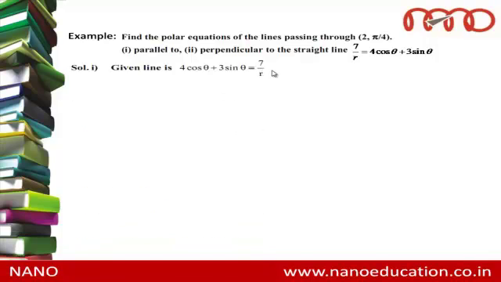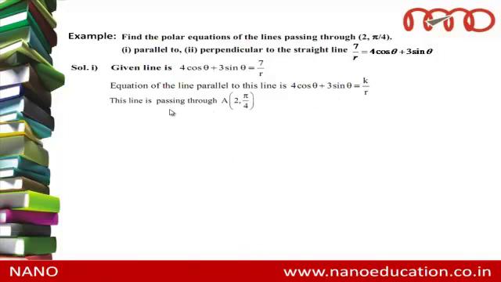This is the given line, 4 cos theta plus 3 sin theta equal to 7 by r. For the equation of any line parallel to this, we discussed that there will be only a change in the constant term. In place of 7 it will be k, and this line is passing through (2, pi by 4).